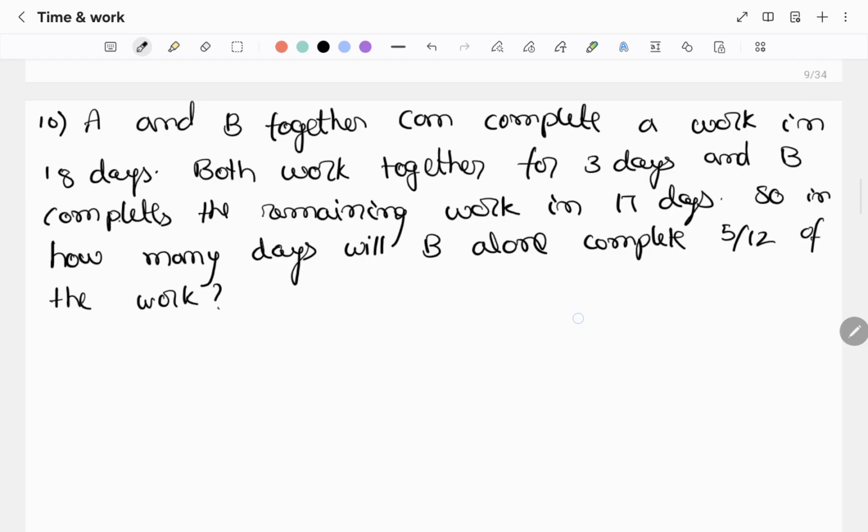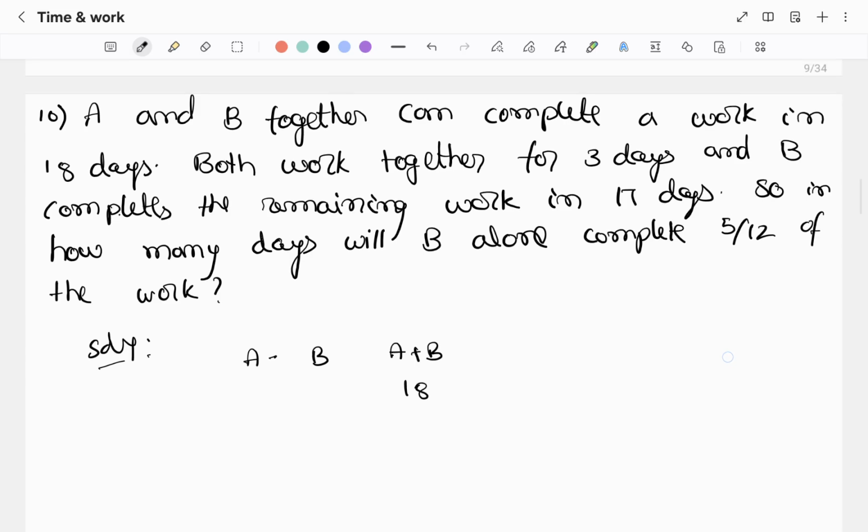Then, A and B together can complete a work in 18 days. A plus B will take 18 days. Both work together for 3 days, and B completes the remaining work in 17 days. So in how many days will B alone complete 5/12 of the work? That is what they are asking.